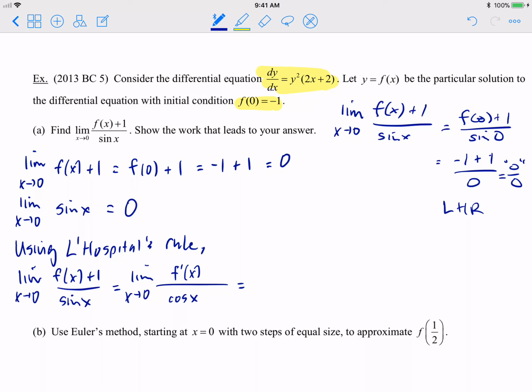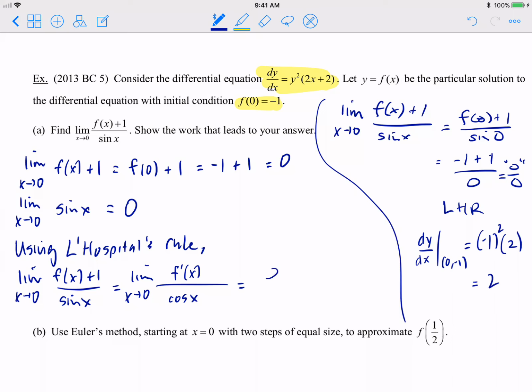Okay, well, when I'm trying to evaluate this limit to find what f prime is, that's this differential equation back here. F prime is dy dx. And when x is 0, y is negative 1. So again, I'm going to do maybe some scratch work over here. So I know that dy dx evaluated at the point 0, negative 1 is going to be what? Negative 1 squared multiplied by 2 times 0 plus 2, which is 2. And so I get 2 for that. That means over here my numerator is going to be 2 divided by cosine of 0, which I know is 1. And so my answer is 2.